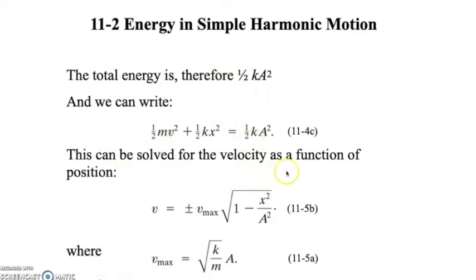Now this can be solved for the velocity as a function of position, all right? So the velocity at any time is equal to plus or minus v max times the square root of 1 minus x squared over A squared. V max is equal to the square root of k over m times A. This equation is helpful when we talk about SHM in a spring system, okay? Max velocity, so that's the velocity going to be right in the middle, right in the middle of the equilibrium. It's going to be this.